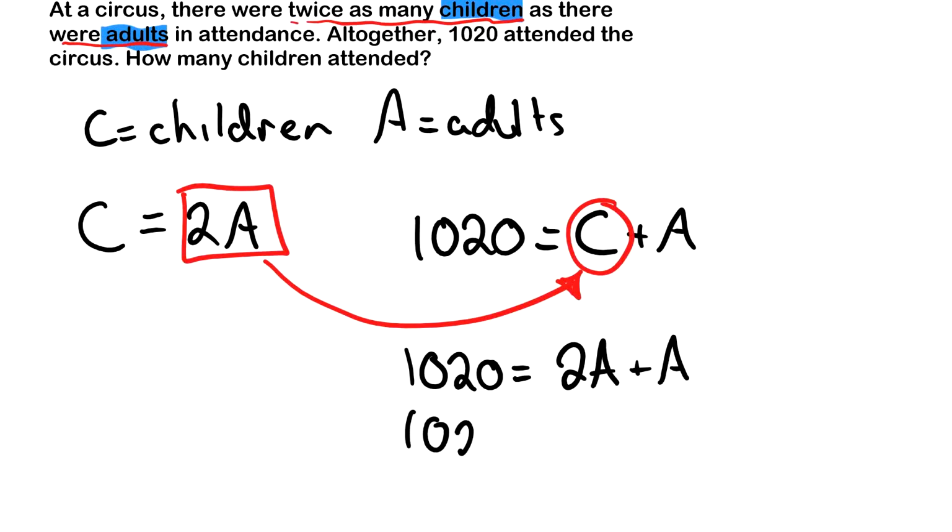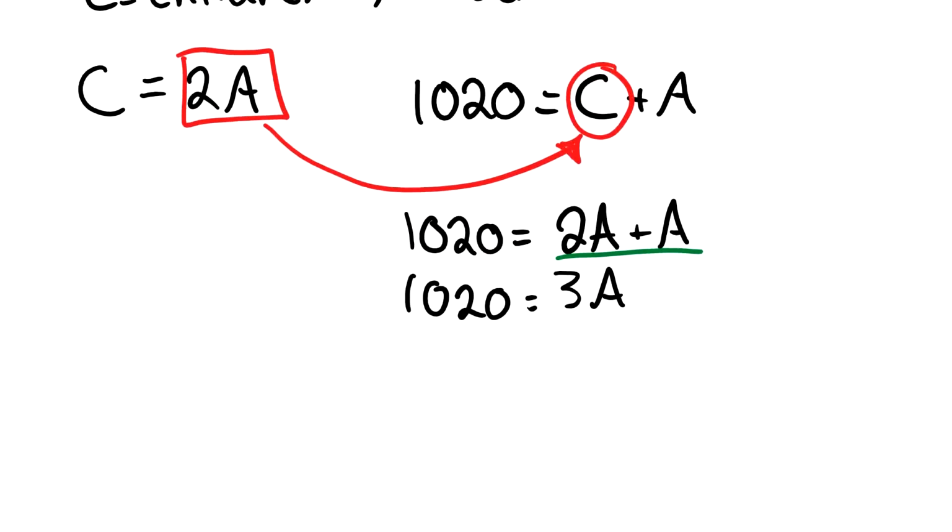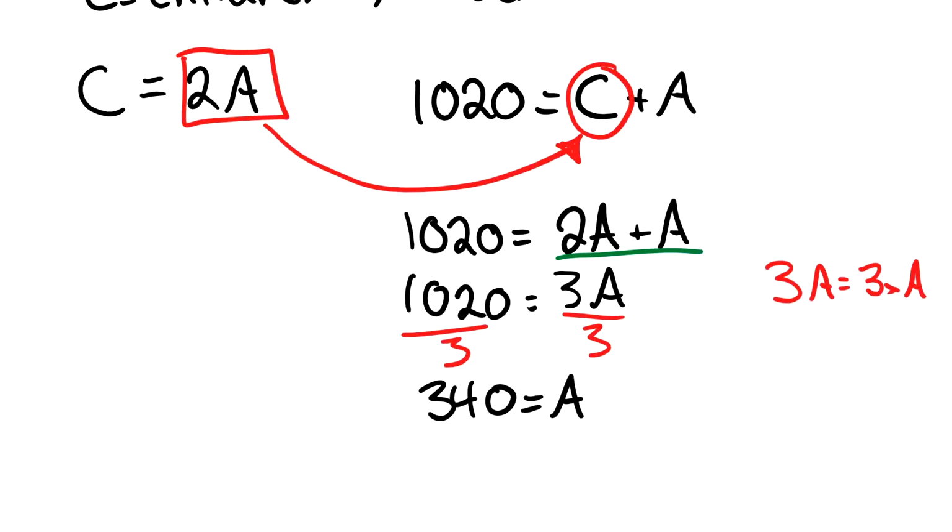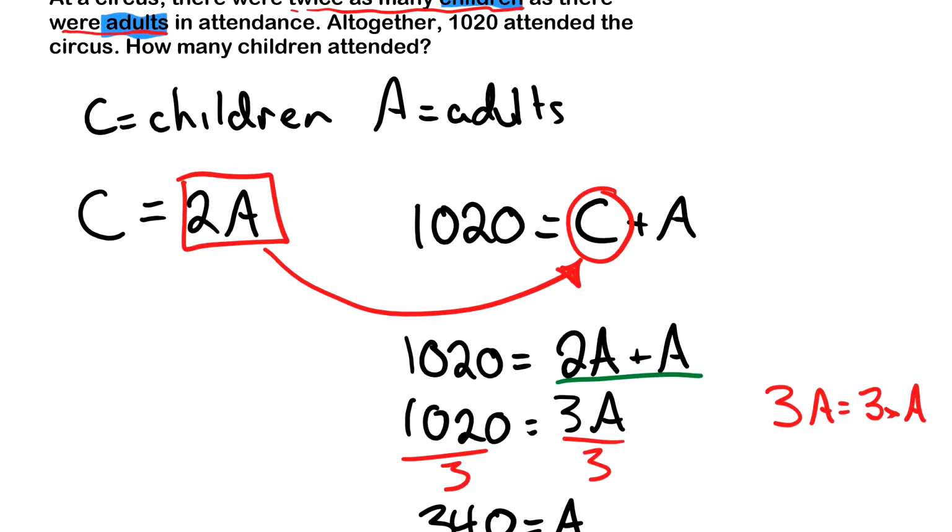So we can start simplifying this by collecting our like terms. Both these A's, we can just add them and we get 3A. Now at this point, it's a regular equation, so let's just solve that. Remember, 3A is the same as 3 times A, so we're going to divide by 3, and we get 340 equals A. So we know there's 340 adults, but the question, if you read carefully, is how many children attended?